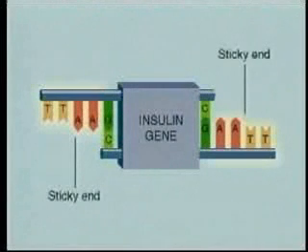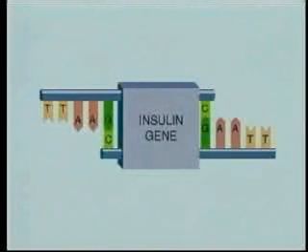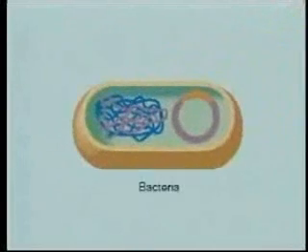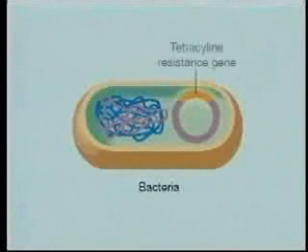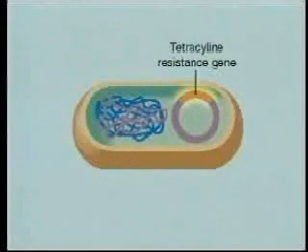These segments are called sticky ends because they will bind to DNA segments that have complementary bases. The insulin gene is now ready for insertion into bacterial DNA. Bacteria carrying the gene for tetracycline resistance are used to hold the insulin gene.